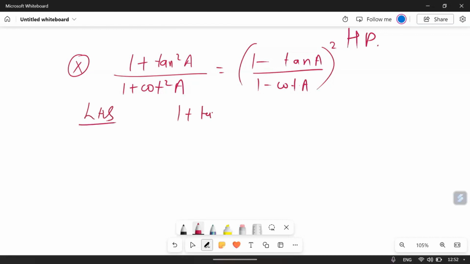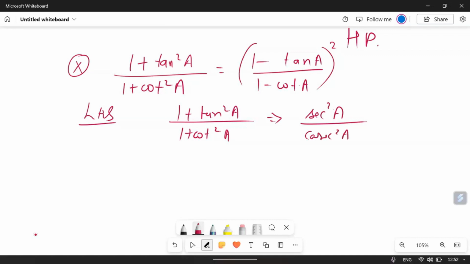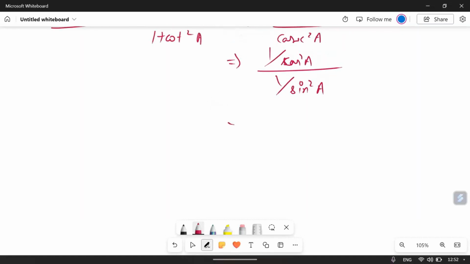1 plus tan square a divided by 1 plus cot square a. It's a direct identity. So 1 plus tan square a is your sec square a, and 1 plus cot square a is your cosec square a. Okay, so sec can be written as 1 by cos square a, and cosec can be written as 1 by sin square a. Since it is in square, it is in the square form. We can write sine in the form of cosec reciprocally, and we can write cos and sec reciprocally. So sine will go up.